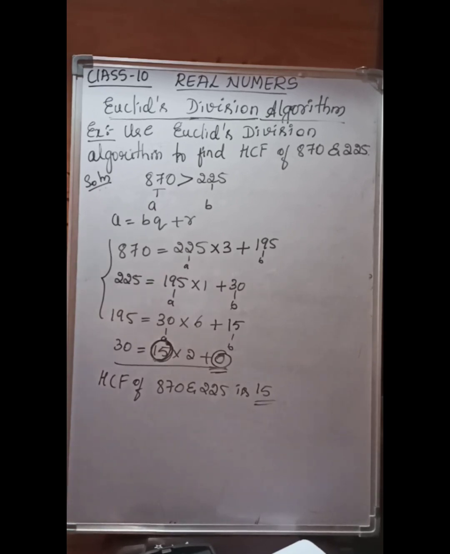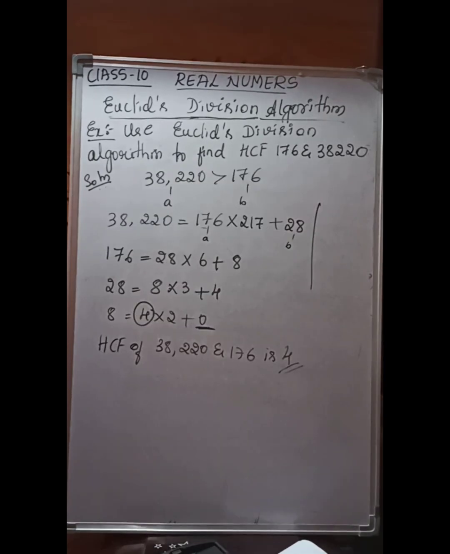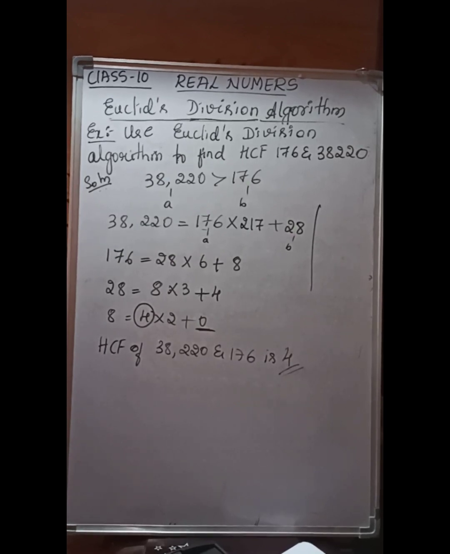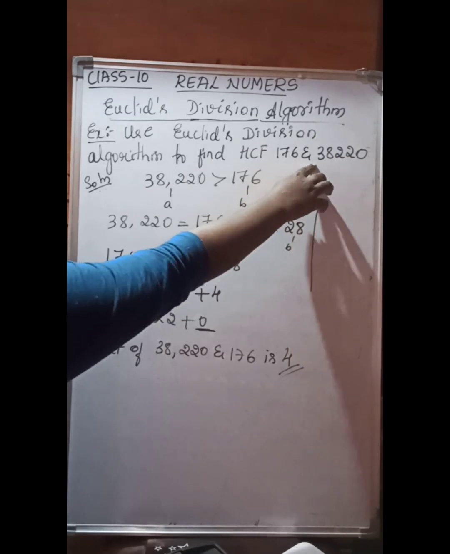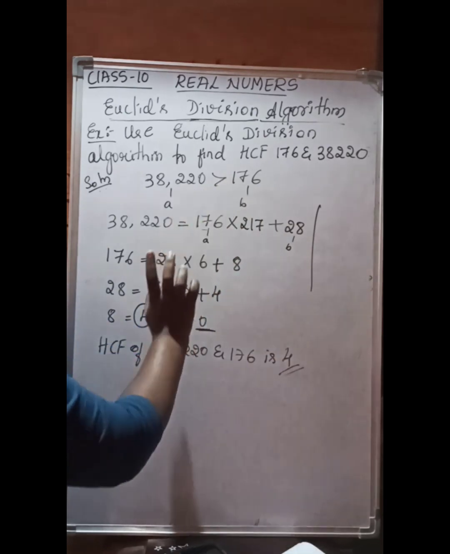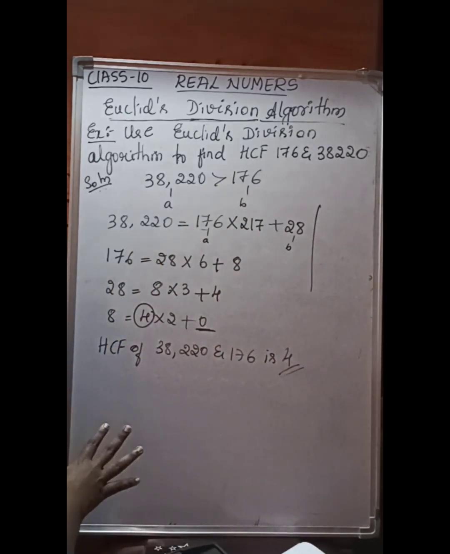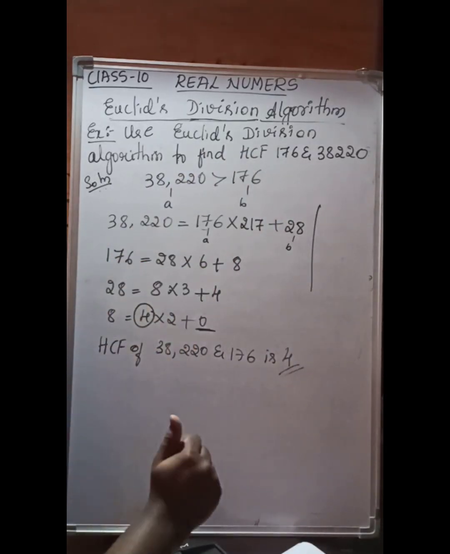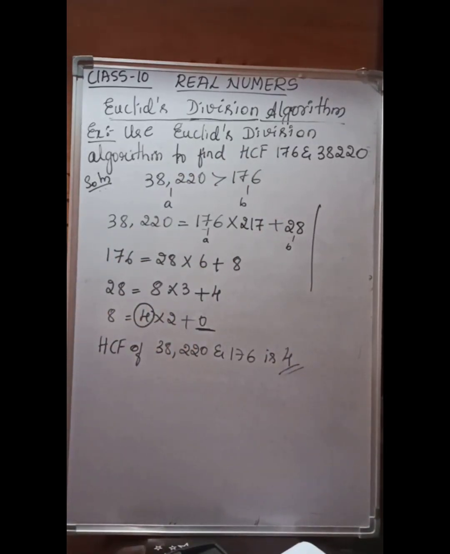Now consider another example. The next problem is to find the HCF of 176 and 38,220. Consider the greater number as A and the lesser number as B. Now follow the same steps and calculate. You will get 4 as the HCF of 176 and 38,220. You try this one. We will go to the next one, which has three numbers.